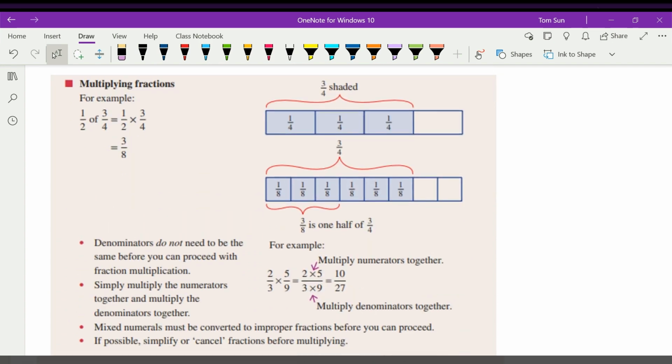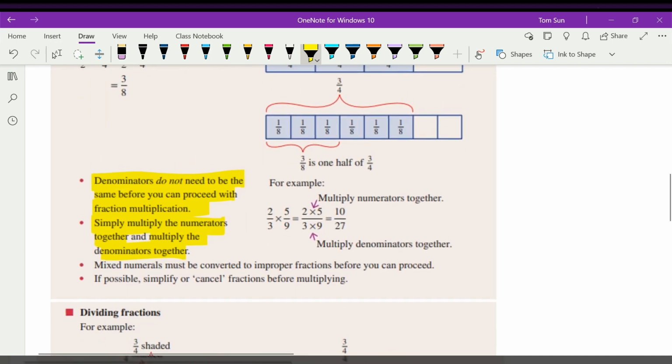Multiplying fractions is a bit different. When you're multiplying a fraction, you don't need to have the denominators the same. So you can even write that here: denominators do not need to be the same before you proceed with fraction multiplication. Okay, all you have to do is simply copy this down too. Simply multiply the numerators together and then multiply the denominators together.